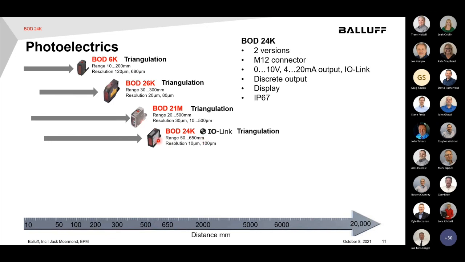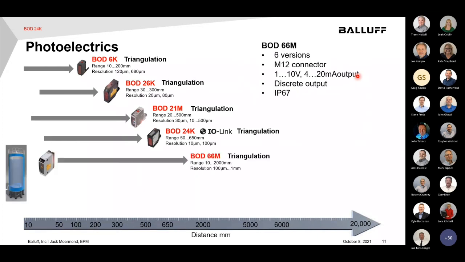24K, this one's got the digital display on it. So there's only 2 versions. Again, it's voltage or current or IO link. You get ranges up to about 650 millimeters. The 66M is a triangulation sensor. This one goes up to 200 millimeters, 2,000 millimeters. So resolutions can be as low as 100 microns up to 1 millimeter, depends upon the version, either voltage or current. That's your only choice there.